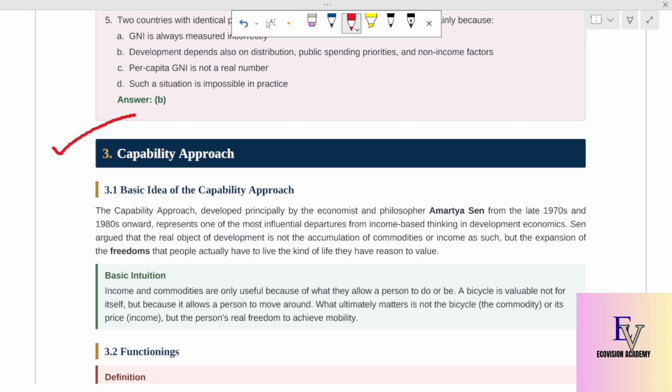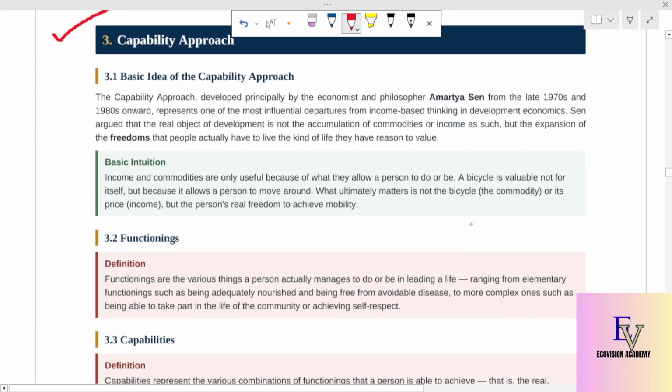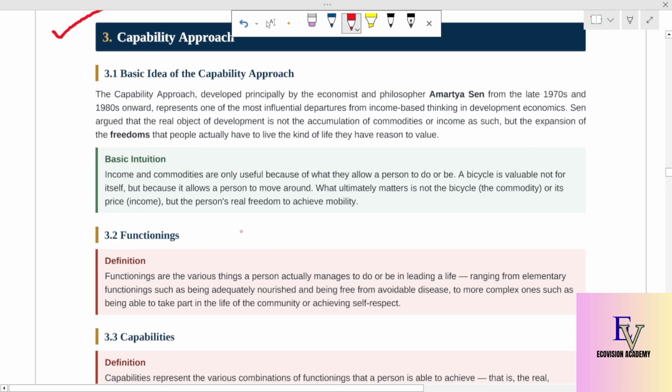It is a qualitative approach because what Amartya Sen told us is that it is not only our objective to get some income and accumulate it, to get some wealth and accumulate it; there should be some expansion in freedom. Okay, fine. Now, the basic intuition: income and commodities are only useful because of what they allow a person to do or be.